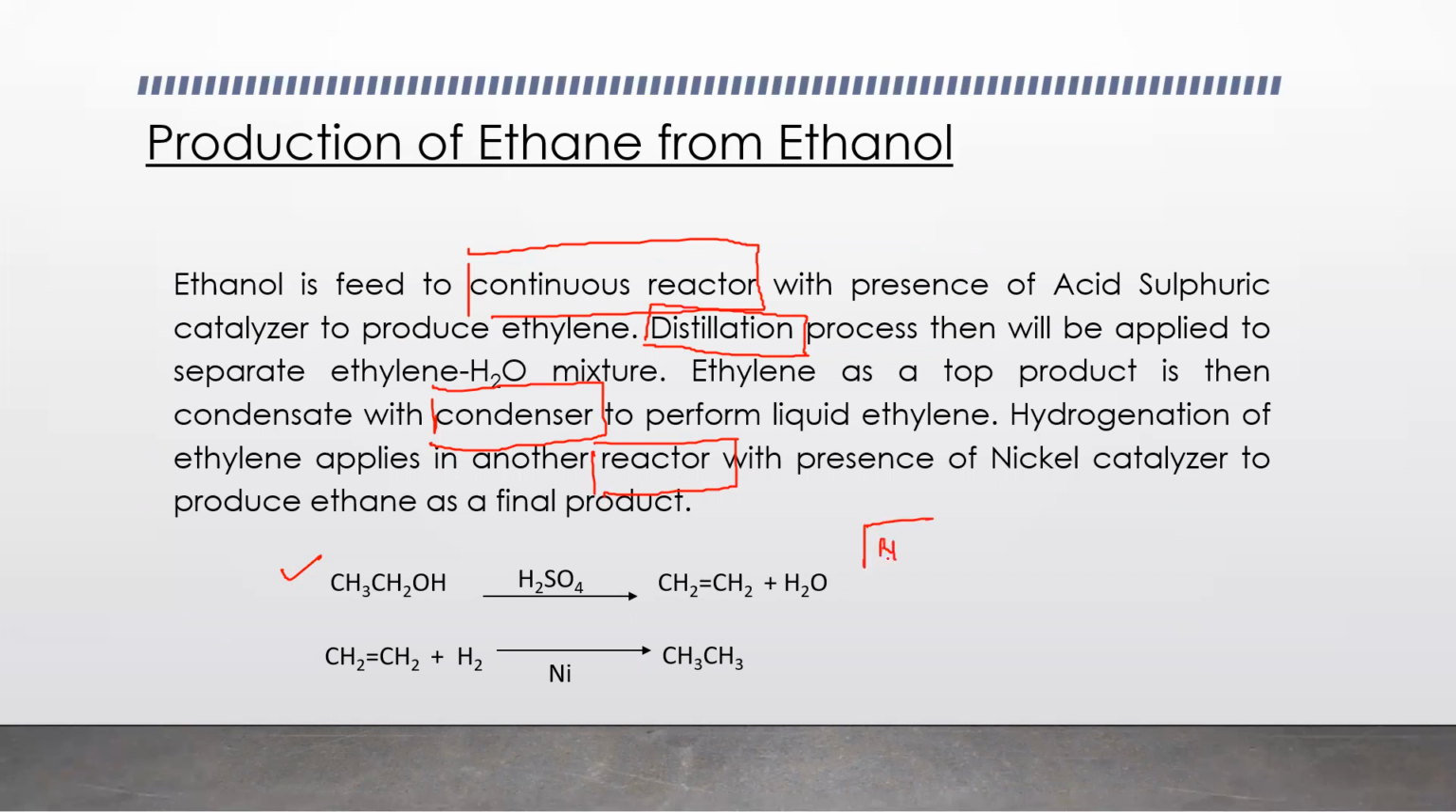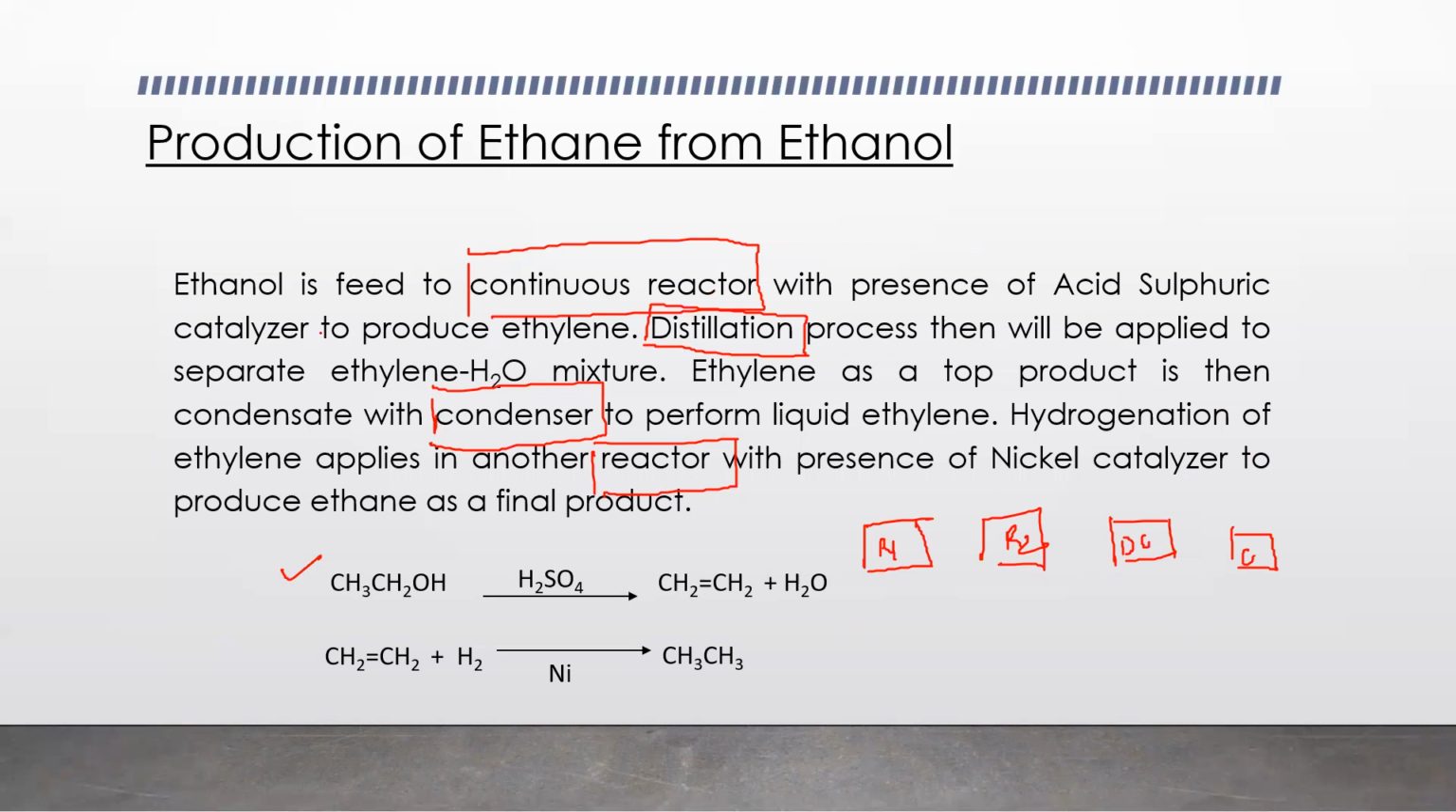So let's call them R1 and R2. All right. Then we have a distillation column. And finally, we have a condenser. All right. So these four units we have. Now let's try to understand where is the feed coming, where is the product going out from, and how are we going to connect these.